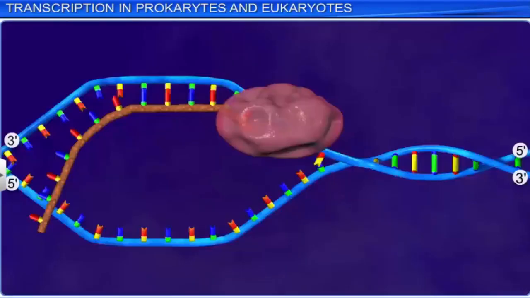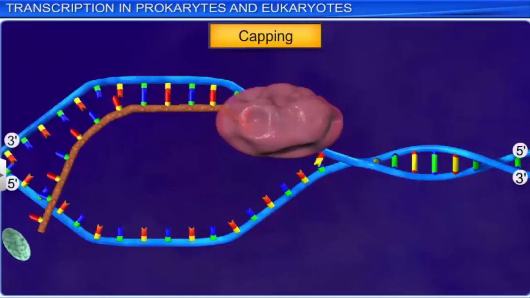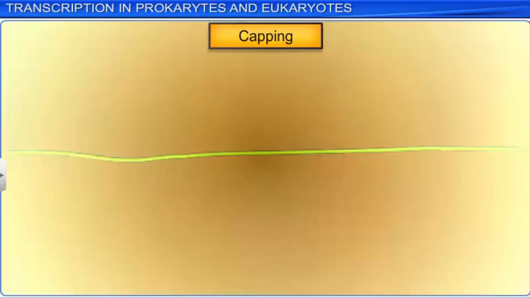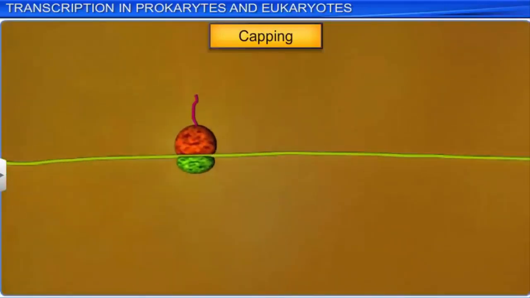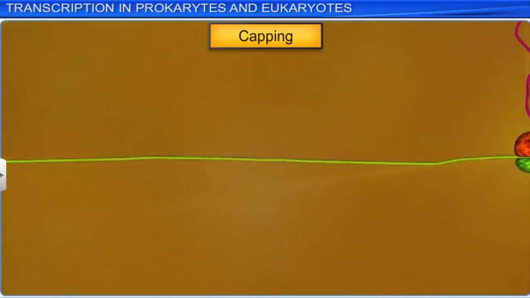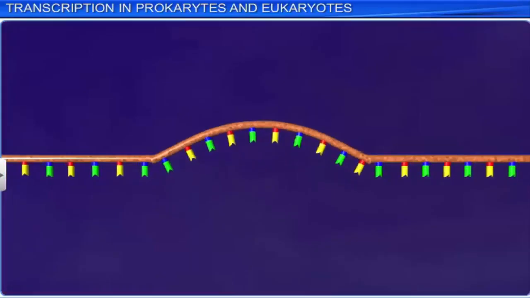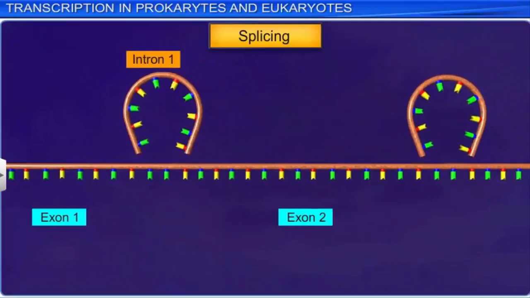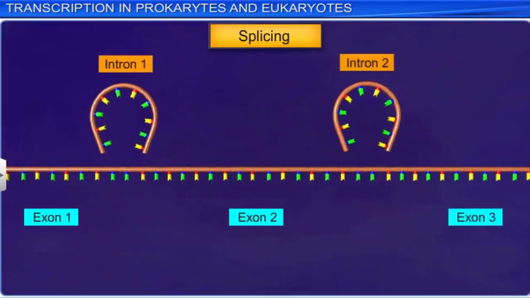The first process is capping, which involves an unusual nucleotide called methylguanosine triphosphate being added to the 5' end of the hnRNA. Capping helps mRNA to bind with small ribosomal subunits during protein synthesis. The next process is splicing, in which the introns are eliminated and exons are joined in a specific order.